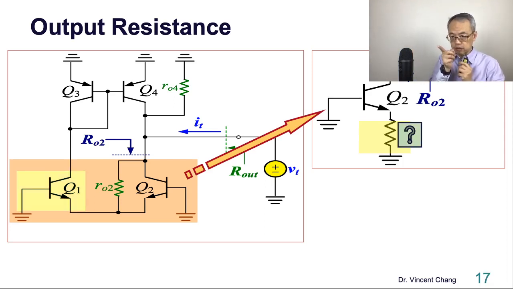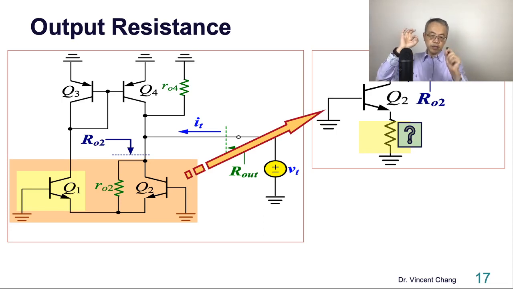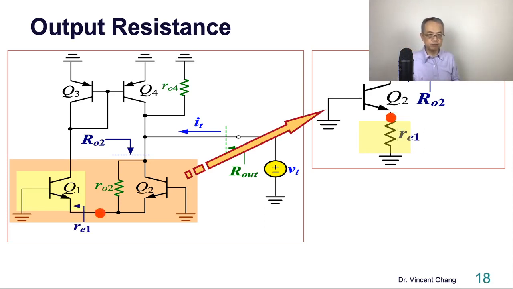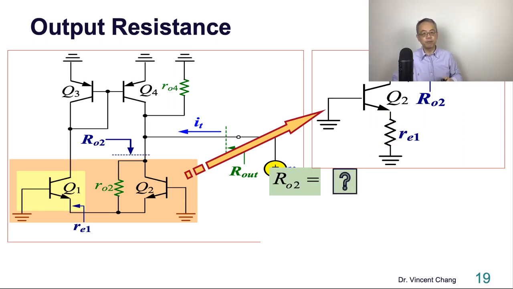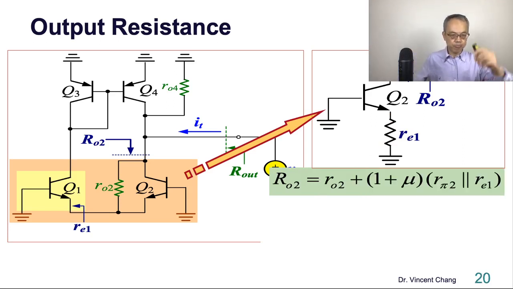The yellow resistance looking into the emitter. Again, it's the resistance between emitter and base, looking into the emitter. So it's the RE of Q1, right? Red corresponding to red is the RE1. Now, you should have this skill very familiar. You should be able to write this down within 10 seconds. RO plus 1 plus mu external RE in parallel with R pi. R pi 2 in parallel with RE1.